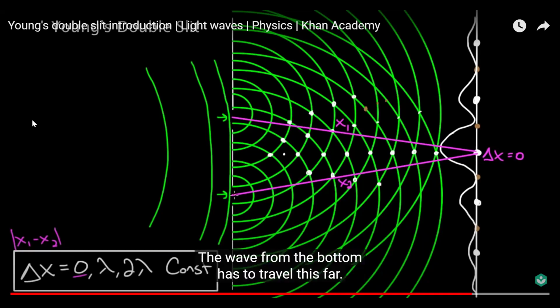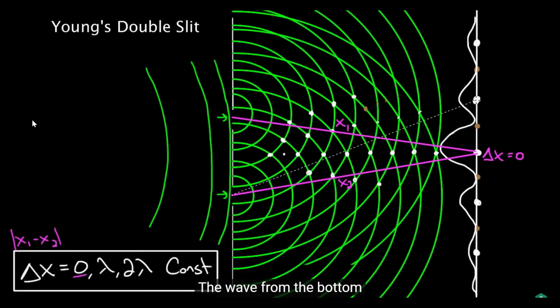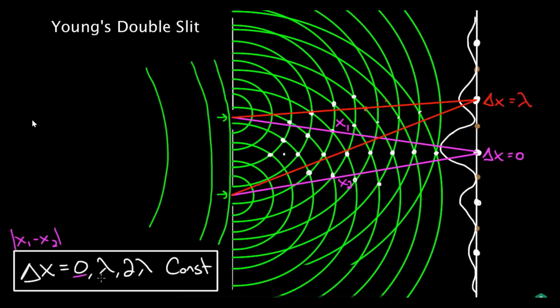Next point. Well, the wave from the bottom has to travel this far. The wave from the top hole has to travel this far. This time they're not traveling the same distance. The wave from the bottom hole is traveling farther. How much farther? Well, it's got to be lambda. So the bottom wave would travel one wavelength further to get to this point than the wave from the top hole, because that's the next possibility for constructive interference.